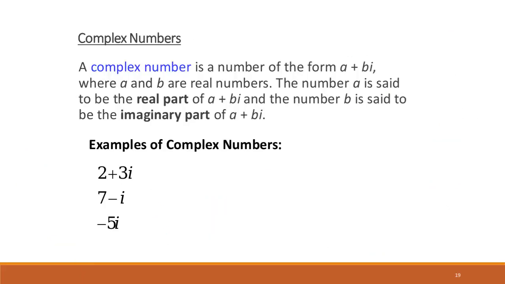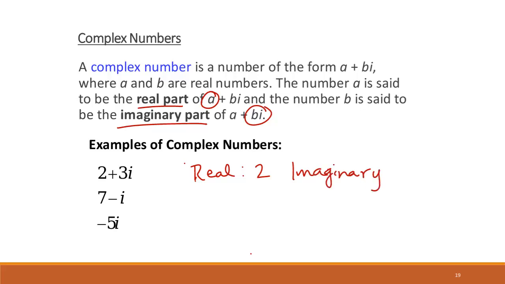Complex numbers have what's called a real part and an imaginary part. The real part is the numerical part, and the imaginary part is the part that contains the i. So in this case, if we have 2 plus 3i, the real part of the number is 2, and the imaginary part of the number is the 3i here.